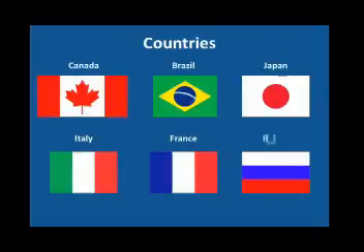Next, we have the country of Russia. Russia extends from both Europe to Asia, as Japan is in Asia. So here we have six countries represented by their flag. The first is Canada. Next is Brazil, followed by Japan. Then we have Italy, France, and Russia.